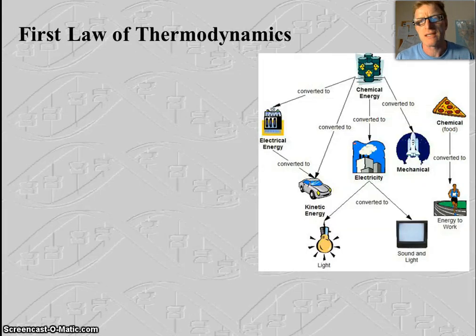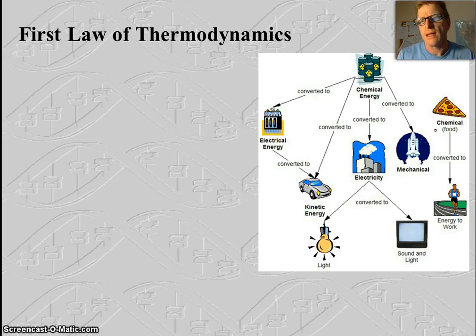Okay, so now let's get to this entropy thing. First off, for energy transformations, we have to talk about two laws of thermodynamics and need to have a basic understanding of these to understand energy transformations. So the first law, you can see in the diagram, we've got chemical energy, electrical energy, kinetic energy, mechanical, all these different forms of energy, and they can transform, right?